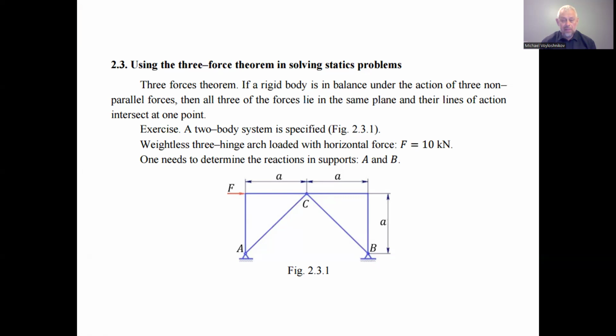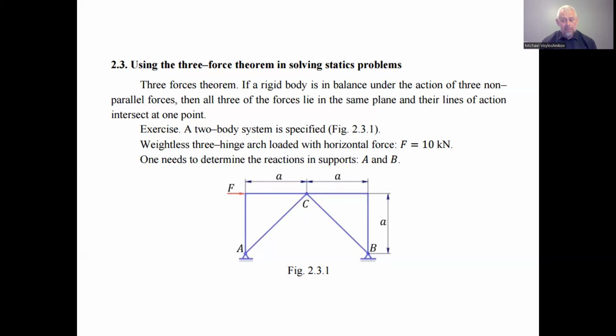This is an exercise. A two-body system is assigned in the exercise. The two-body system is indicated on the draft 2.3.1. The body consists of two parts, two disks, two non-changeable parts of the mechanical system, disks A, F, C, and the left and the right triangular parts.